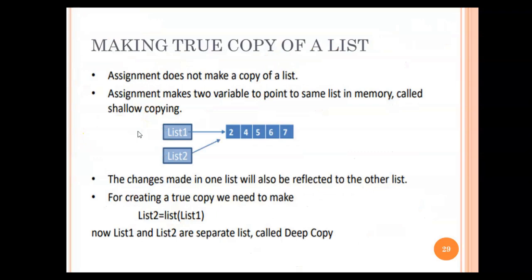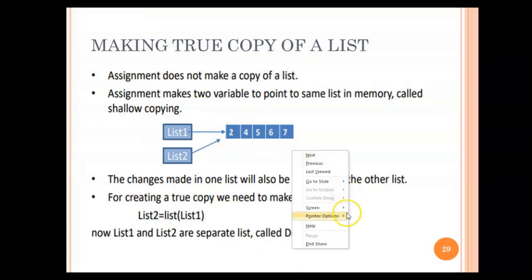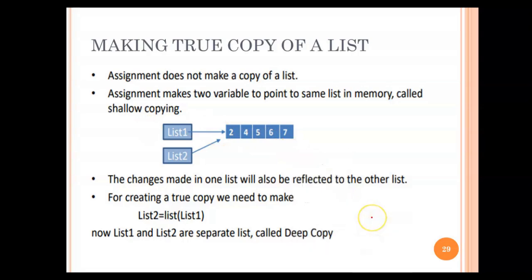Now let us move to the next one. How can we make a true copy of a list? True copy means how can you create one more list, a copy of the existing list.